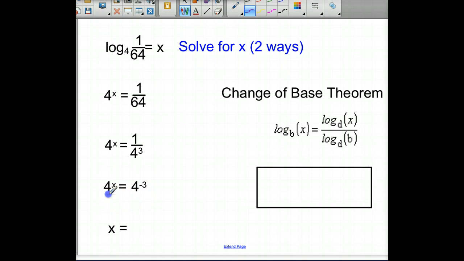And now you can see these have the same base, right? So the exponents must be equal to each other if the bases are the same. So x would be negative 3. So that's one way to solve it.